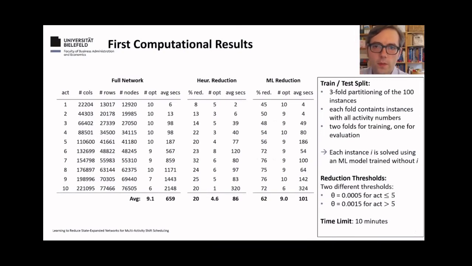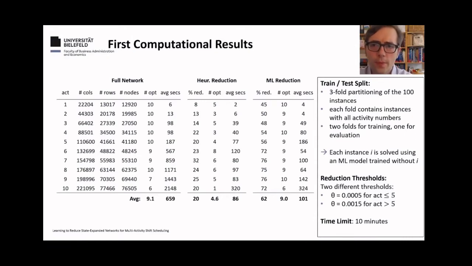Fortunately, the results get much better when we use the machine learning based reduction proposed in this paper. In this case, in 9 out of 10 cases, we found the optimal solution despite the fact that the network size was substantially reduced by more than 60% on average. With respect to the computation time, the average solution time was 100 seconds, and even for the largest instances with 10 activities, the average solution time was only 324 seconds, that is slightly more than 5 minutes.